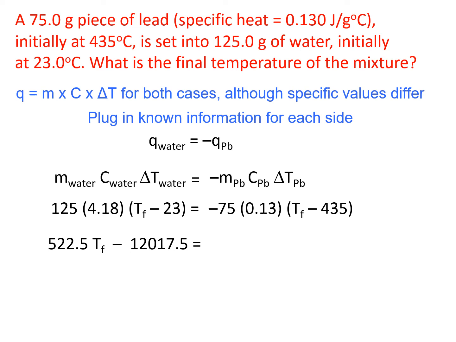Okay, you want to make sure that you multiply these together, and then you'll multiply them by Tf. That's 522.5 Tf. And 522.5 times 23 is 12,017.5. So you multiply these together by Tf, and then you multiply them together by that. You distribute them. Okay, so what you have to do is combine both Tfs, and you want the Tf on one side and the numbers without the Tf on the other side. Isolate the variable.